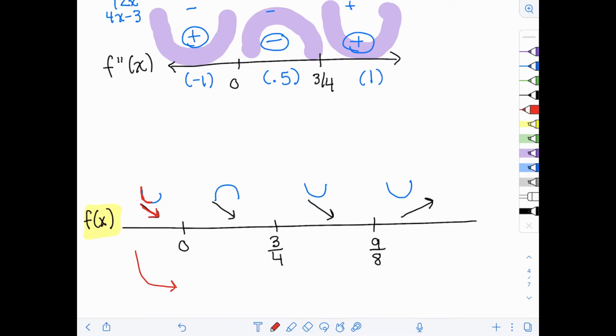And then I go to the next interval. Okay, so now it's decreasing and concave down. So I have to find the decreasing portion of concave down, and that's this part right here.